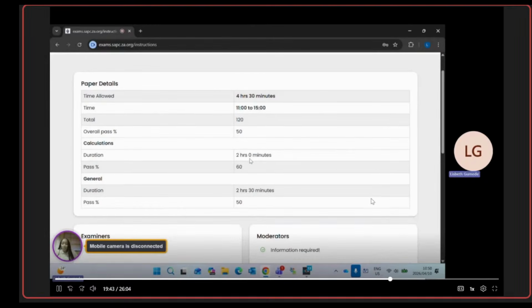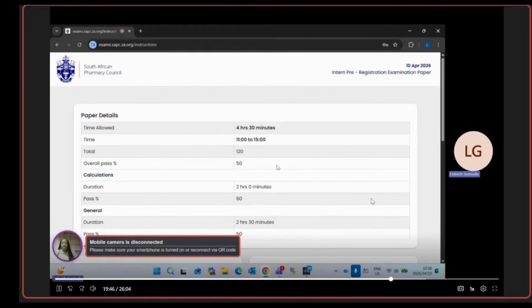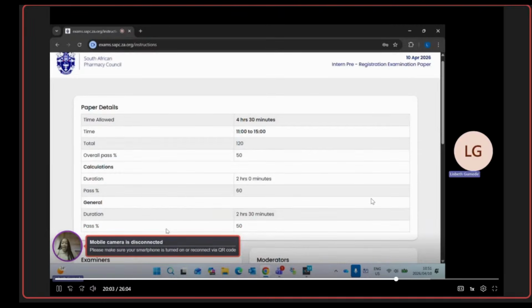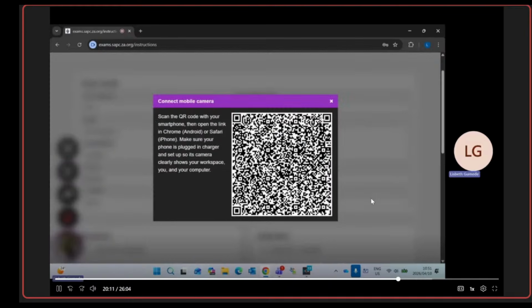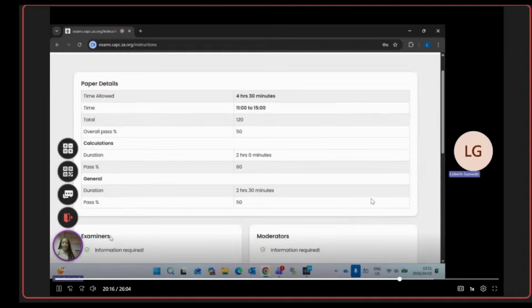Now that you have landed here, you are now going to be given your instructions. And as you can see, it said that my mobile camera is disconnected. It got disconnected just by me trying to answer the phone. So when you get any violation during the examination, all your violations are going to appear here. And how do I then reconnect my phone? I will click here, QR code, rescan the QR code. Once I've rescanned the QR code, then my phone will be reconnected and that message will then disappear.